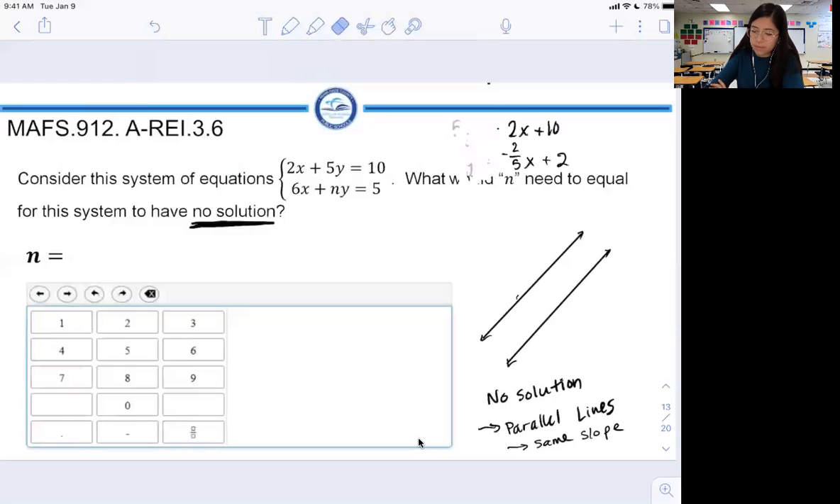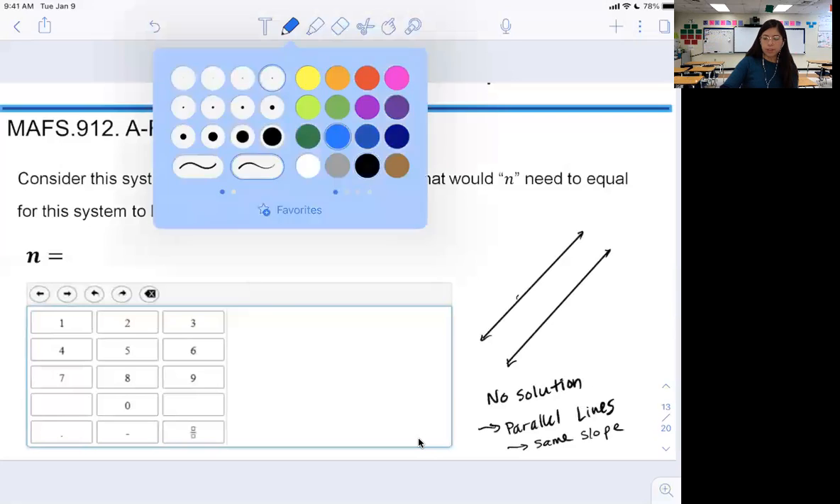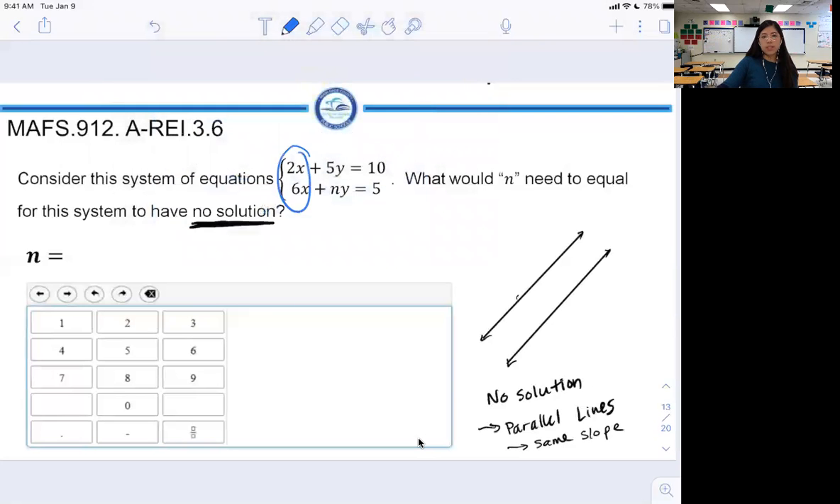Or I could remember that in order for them to have the same slope but a different y-intercept, the two equations, the way that they're written right now, in standard form, would have to almost match, but not enough. So watch. What do we notice? Between the 2 and the 6, you would have to multiply by 3. Between the 10 and the 5, you multiply by 2. So it's close, but not quite.